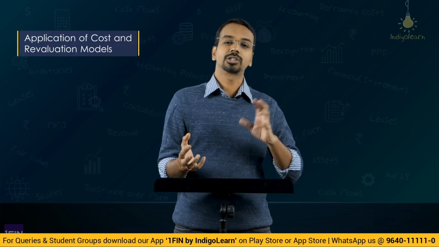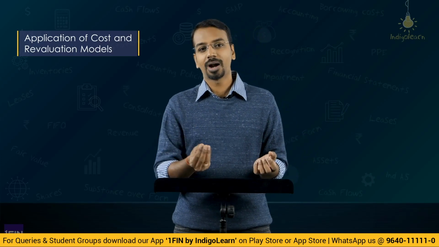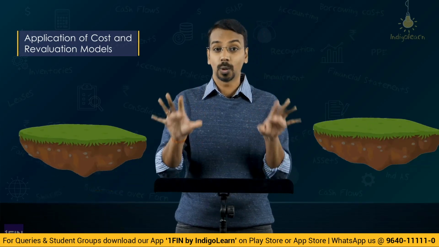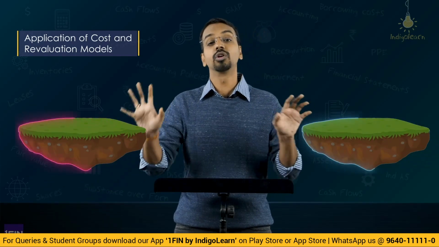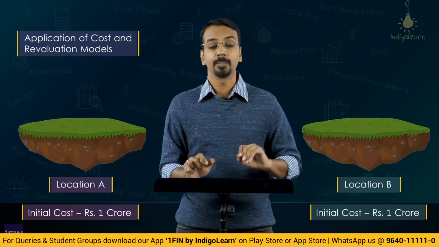Then the second question is, can we choose cost model for one asset and revaluation model for another asset? Because what entities would want to do? They would be smart. They want to take benefit on both the sides. Say for example, there are two assets. Let's say there are two land and buildings. Both were purchased at 1 crore at different locations, right? This is location A, this is location B.